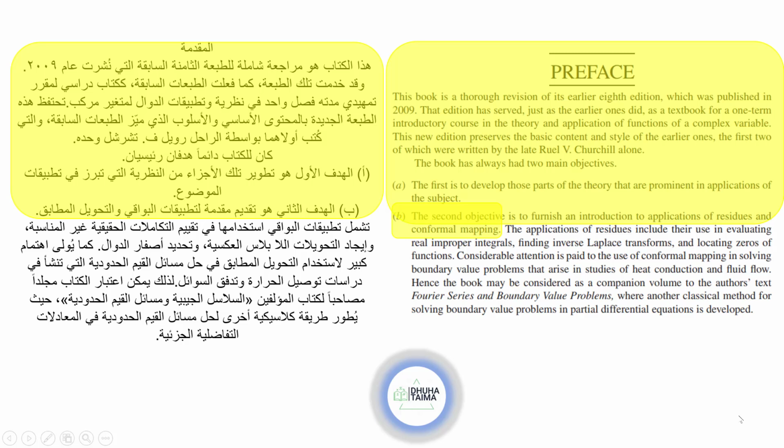Preface. This book is a thorough revision of its earlier 8th edition, which was published in 2009. That edition has served, just as the earlier ones did, as a textbook for a one-term introductory course in the theory and application of functions of a complex variable. This new edition preserves the basic content and style of the earlier ones, the first two of which were written by the late Reuel V. Churchill alone. The book has always had two main objectives.